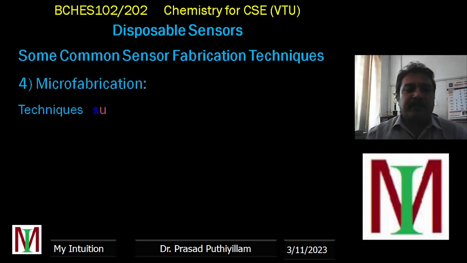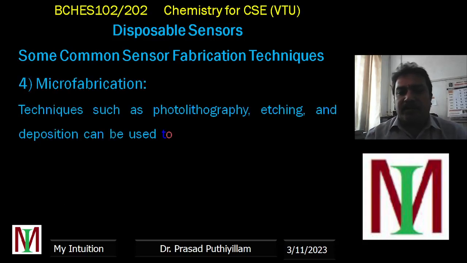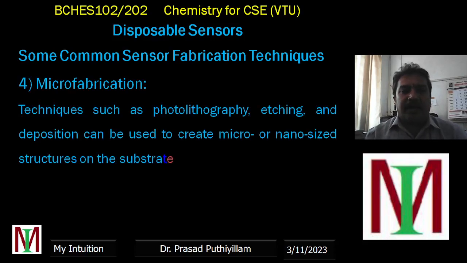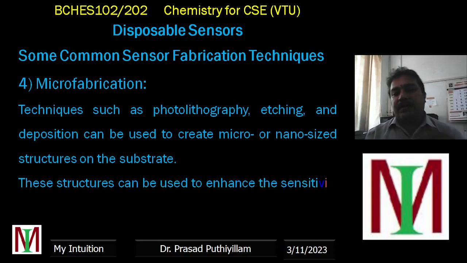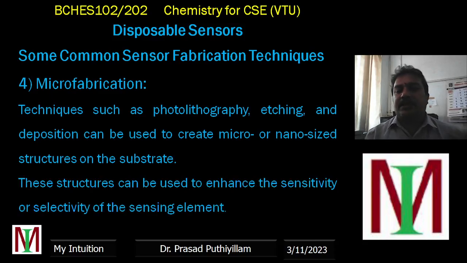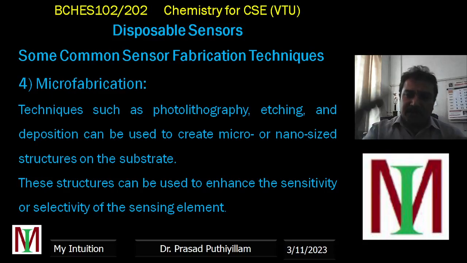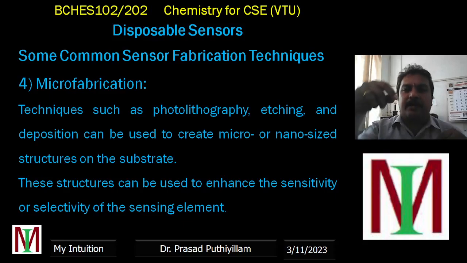Microfabrication. Microfabrication techniques such as photolithography, etching, and deposition can be used to create micro or nano size structures on the substrate. It can be used to enhance the sensitivity or selectivity of the sensing element. Lithography means adding the sensing element of nano size with the help of a photo sensor.